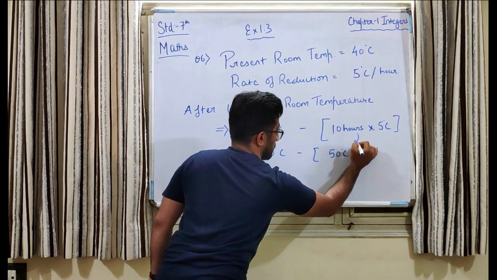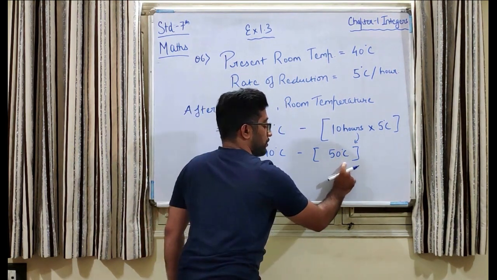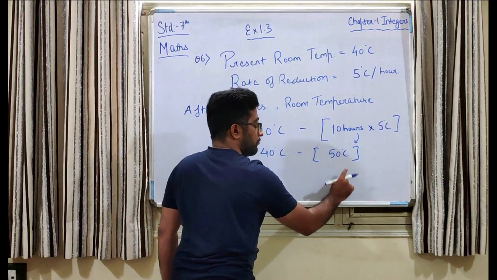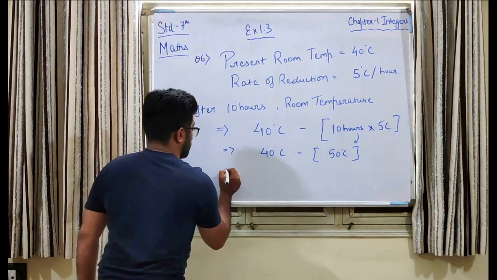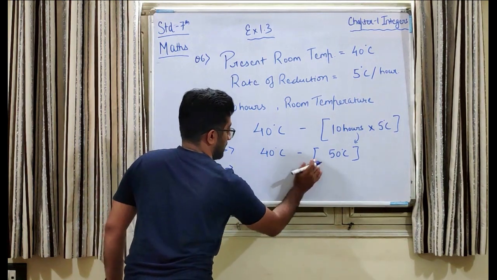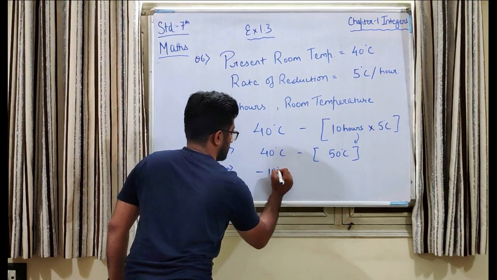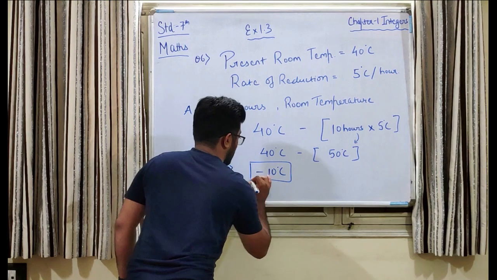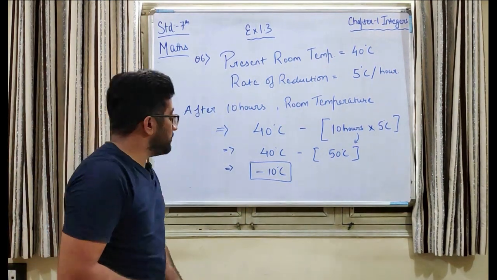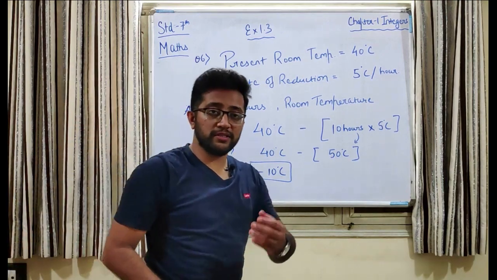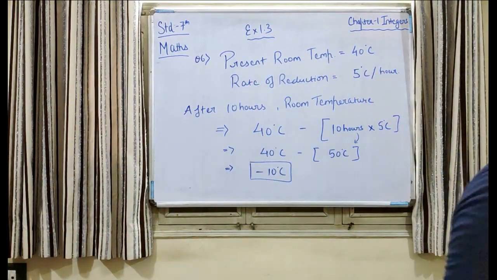So this is nothing but the reduction of temperature in the room for 10 hours by 5 degrees Celsius every hour. So 40 minus 50 is minus 10 degrees Celsius. So the room temperature after 10 hours will be negative 10 degrees Celsius. Please make a note.